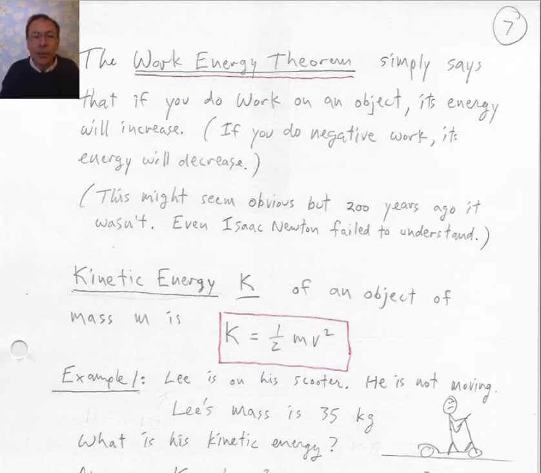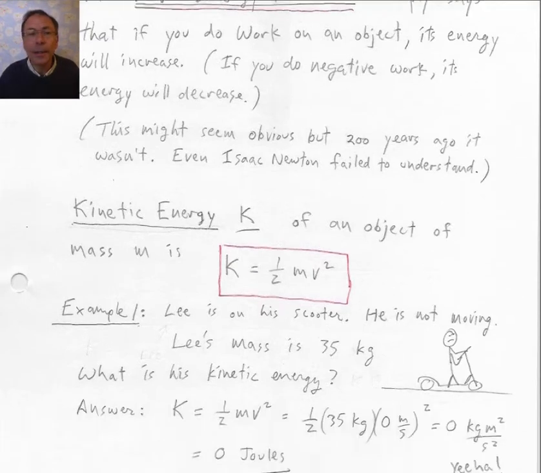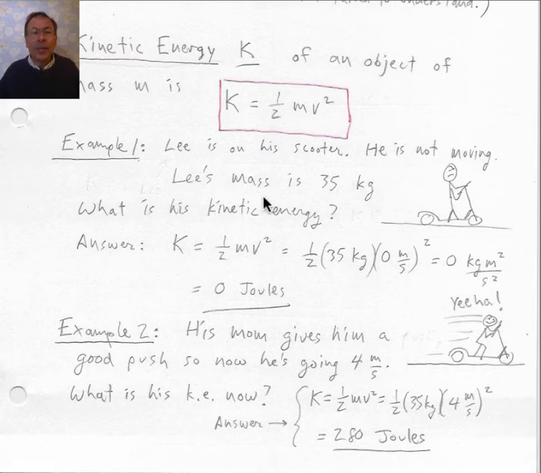Okay, so now let's talk about how this is going to play out. The kinetic energy of an object, we can calculate it. Here's the formula. Kinetic energy equals 1/2 times the object's mass times its speed squared. And we're going to use this for a series of examples, which is going to illustrate the Work-Energy Theorem.